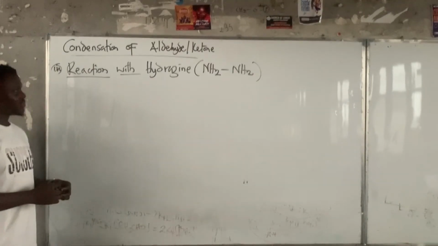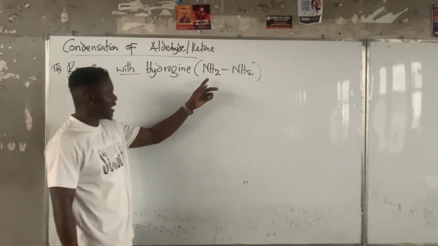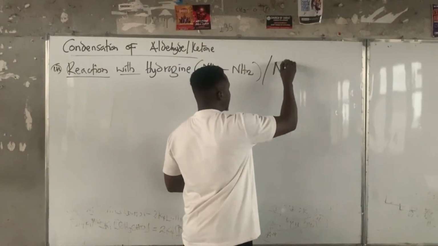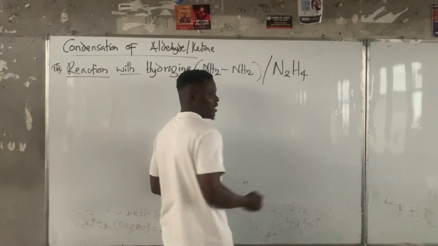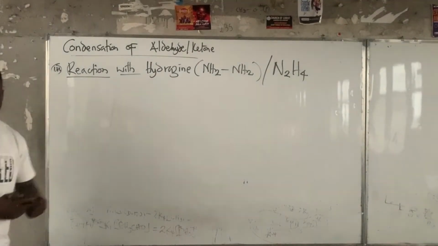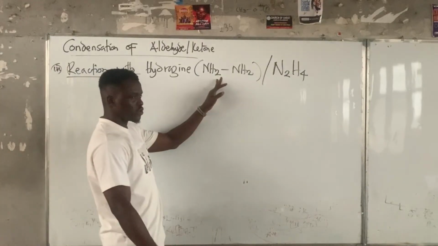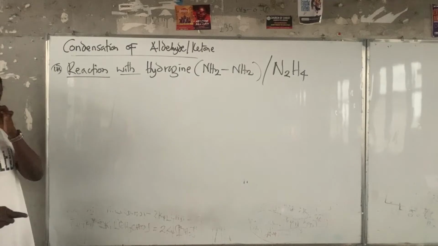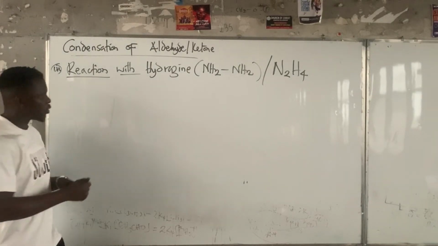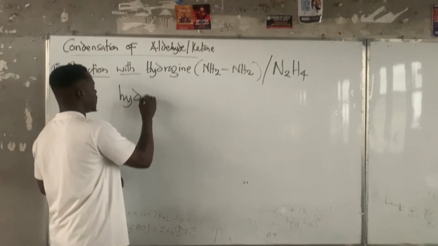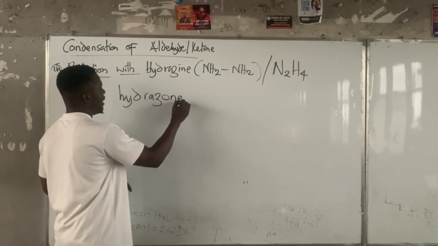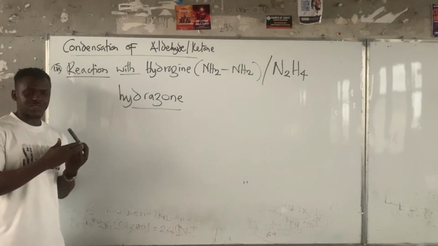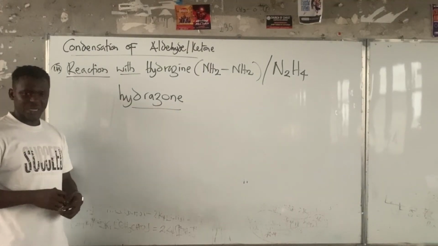Okay, the next reaction is reaction with hydrazine. Most of the time, you can see it as N2H4. That is the molecular formula for hydrazine, N2H4, which if you split it, you have NH2 NH2. Now, class, the product of the reaction when hydrazine reacts with aldehydes and ketones is called a hydrazone. In the case of hydroxylamine, the product is an oxime. So if you use hydrazine to react with either aldehydes or ketones, the product is going to be a hydrazone.